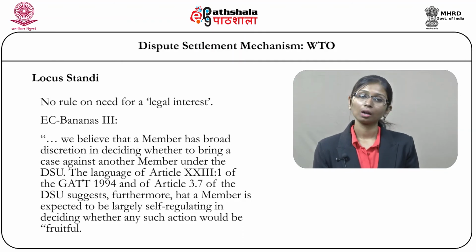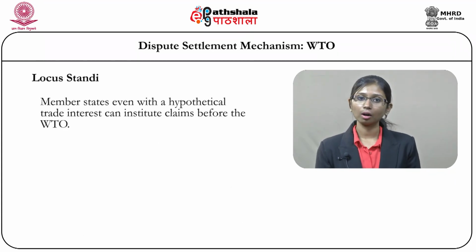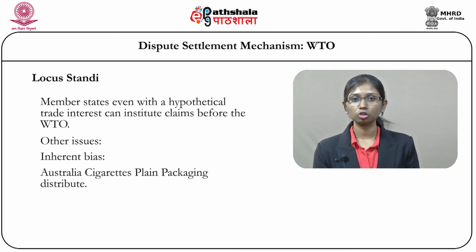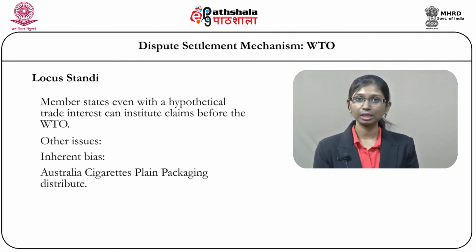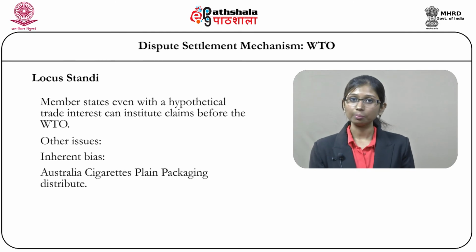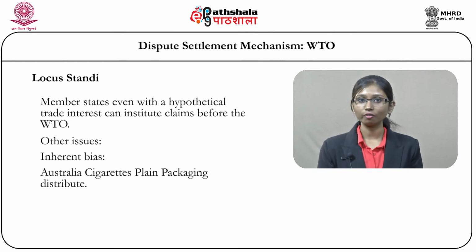Having said that, this issue is now resurfacing in modern disputes before the DSB, such as the Australian cigarettes plain packaging case. If we look at the complainants, which are Honduras and Ukraine, none of these countries have major standing in exports or imports into the Australian market. However, it is being alleged that due to the pressure of corporate giants such as Philip Morris and other cigarette companies that are involved in espousing claims against Australia, such countries are being used as pawns to raise claims where they absolutely have no legal interest. Therefore, the concept of locus standi, though very flexible, may lead to certain inherent bias or problems in the adjudication of international disputes.